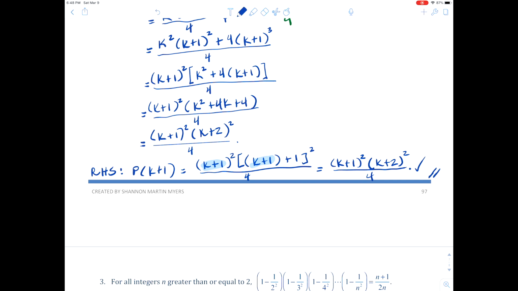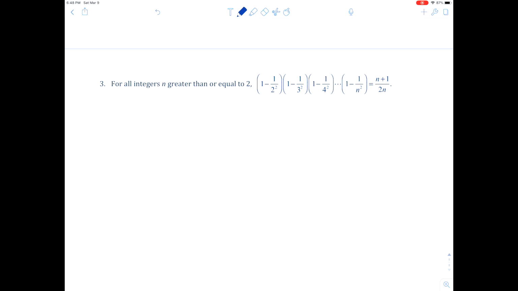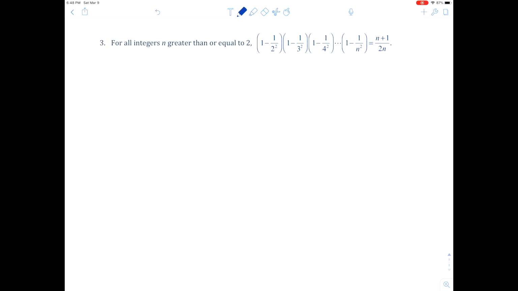All right, so for our last example, we've got a product instead of an infinite sum, or not infinite, an nth product instead of an nth partial sum, nth partial product, I guess. So here, let's do it. So, proof. Let n be an integer and n be greater than or equal to 2.